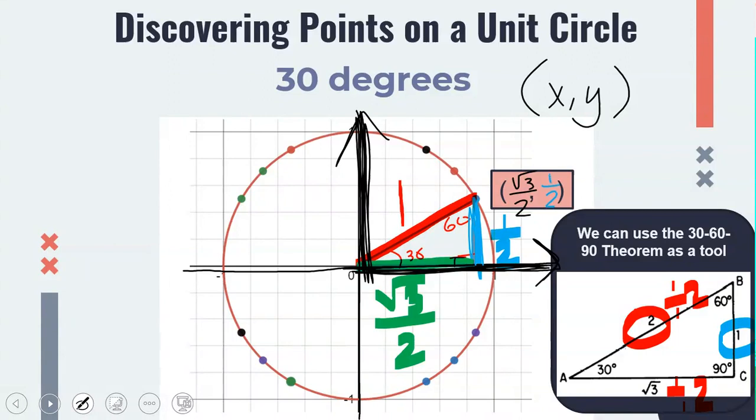So this is how we're going to build our coordinates, just by looking at these special right triangles, which is incredible. Let's move on to the next one. So our first coordinate is going to be radical 3 over 2, comma 1/2.